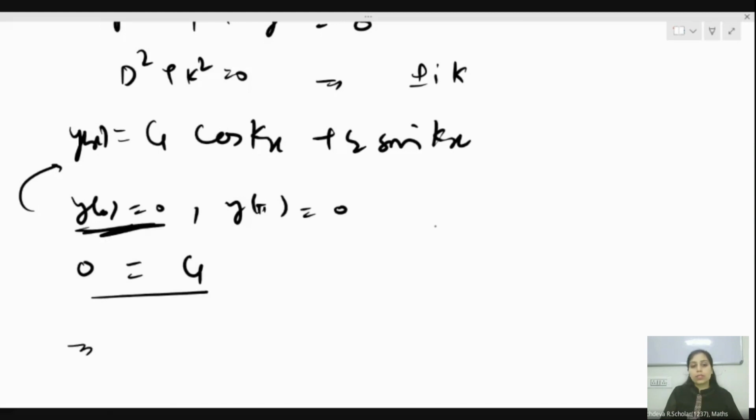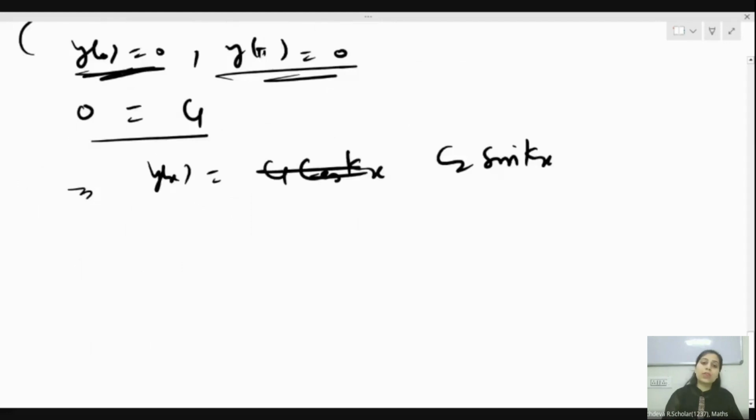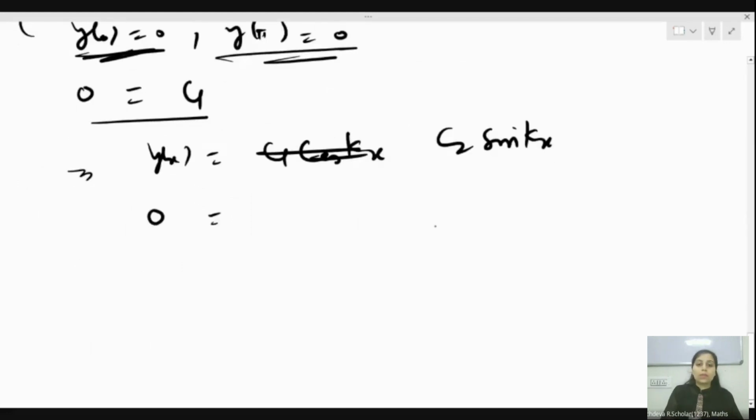First, this is 0, cos 0 is 1, sin 0 is 0. So c1 is equal to 0. So we have remaining only c2 sin kx, because c1 is 0. Now substituting y, pi, is equal to 0. So substituting pi, sin k pi.